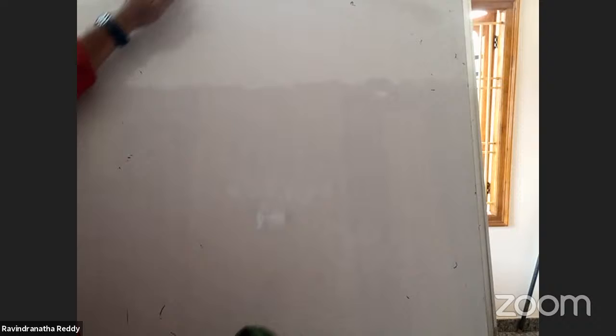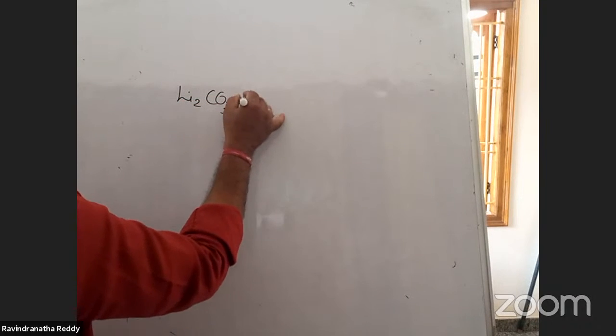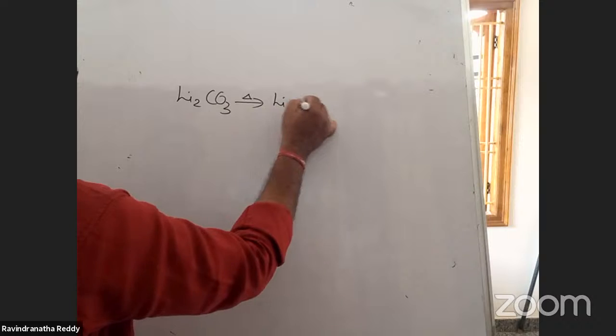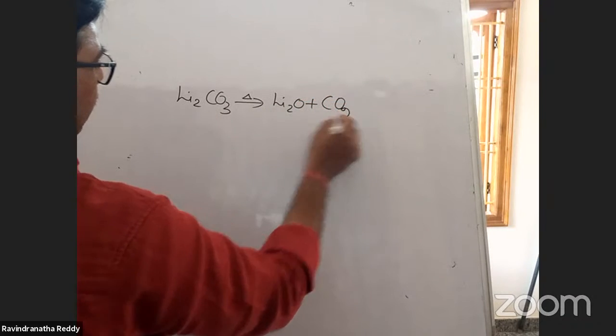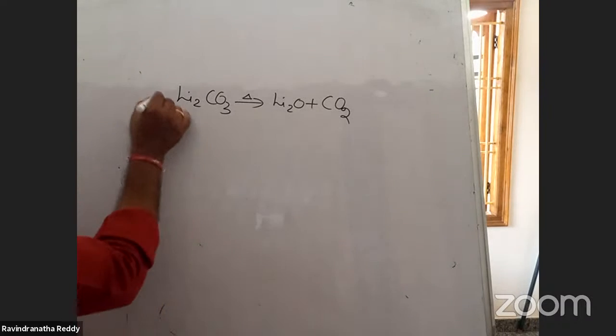Thermal stability: that's why among 1A group carbonates, only lithium carbonate decomposes. Lithium carbonate on heating decomposes to lithium oxide and CO2. But sodium carbonate is not decomposing, potassium carbonate, rubidium and cesium carbonates are not decomposing. Only lithium carbonate decomposes.